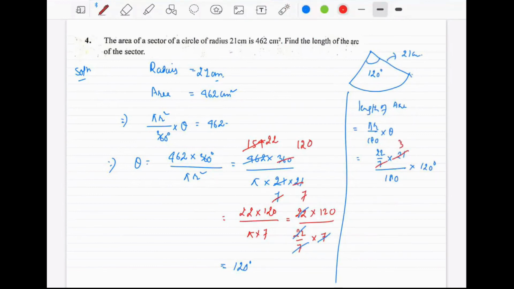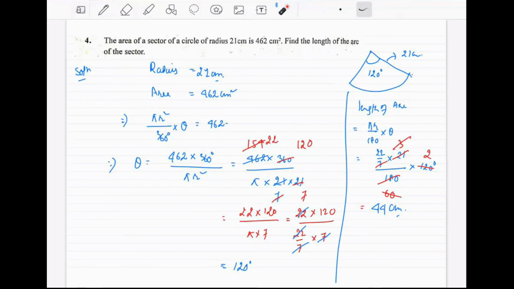7 threes are 21. 3 and 180 can cancel out. 3 sixties are 180, and 60 and 120 can cancel out. So when we multiply 22 and 2, we are going to get how much? 44, right? So 44 centimeter. So when we find the length of the arc, the value is 44 centimeter. When length is mentioned, whether it is radius, length of arc, or circumference, all of them will have the unit in centimeter or meter, whatever the unit is given. But when it comes to area, you have to have square units.